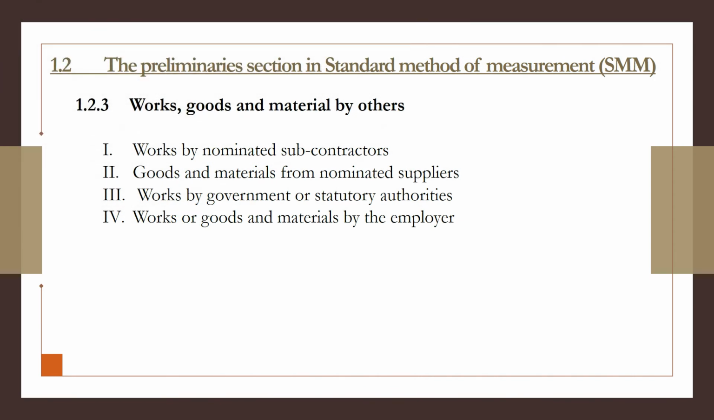Under works, goods, and material by others, there are four sections. The first one shall be works by nominated subcontractors. The second shall be goods and materials from nominated suppliers. The third one shall be works by government or statutory authorities. And the fourth one shall be works or goods and materials by the employer.